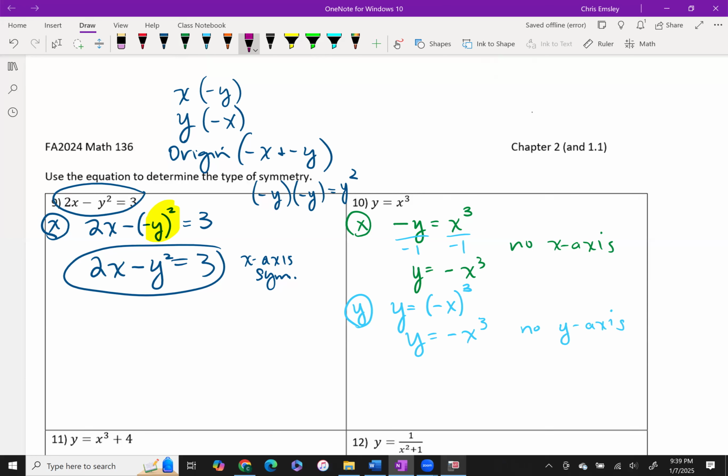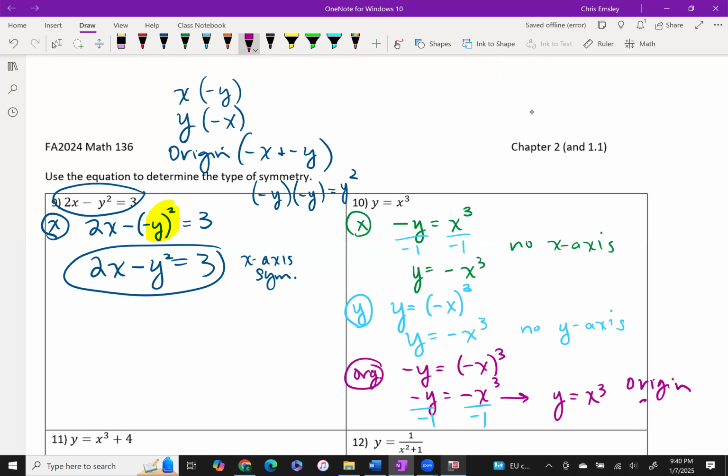So then we have to try the last one, which is origin. So we put in a negative y, and we put in a negative x. Remember that when it's an odd exponent, we don't actually need those parentheses. And then when we get to this point, if we divide both sides by negative 1, what do we end up with? We do end up with positive y equals positive x cubed. That is exactly the same equation we started with. So this one has origin symmetry.